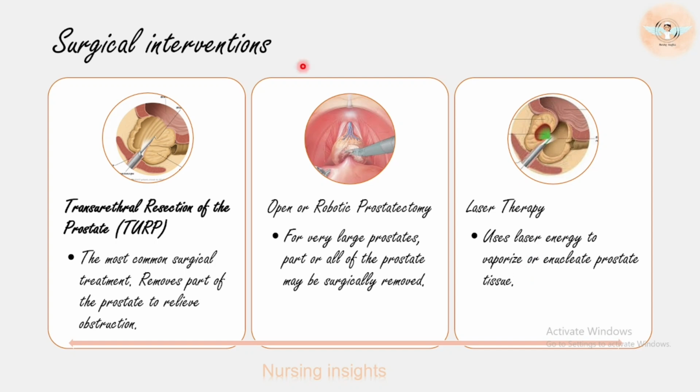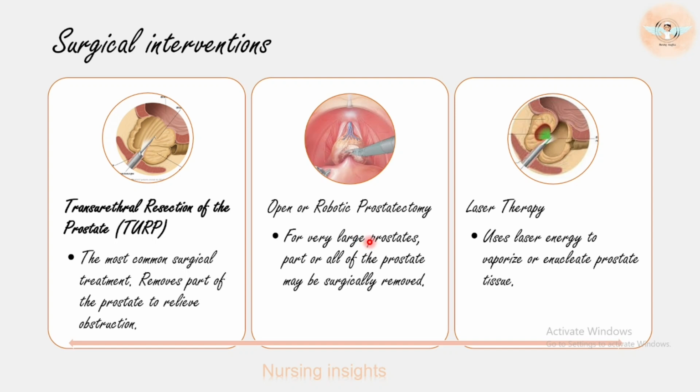And next, go for the surgical interventions. What are the surgical management available? We all know the common surgical treatment is the transurethral resection of the prostate, TURP. This is a common surgical treatment. We will insert a resectoscope through the urethra, and from the resectoscope we will remove the excess, the enlarged prostate, and thereby relieve the obstruction.